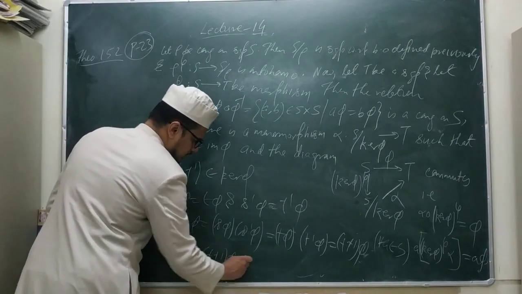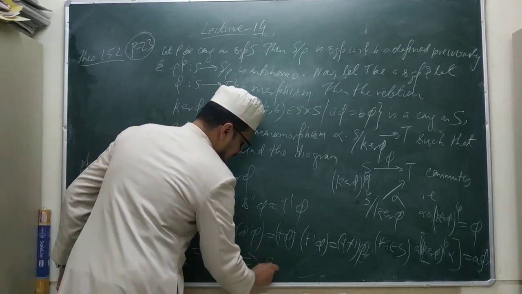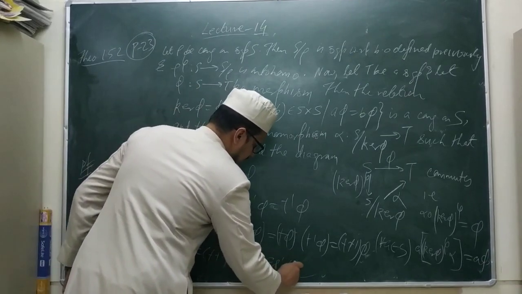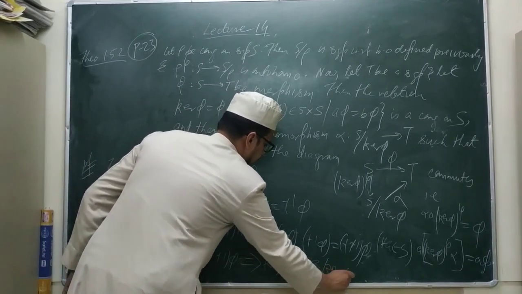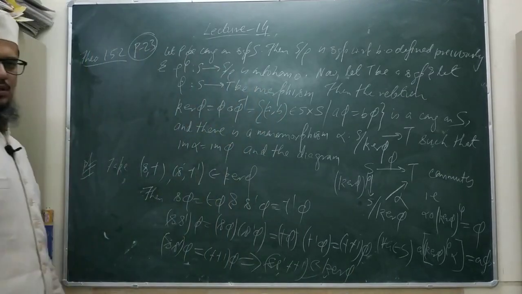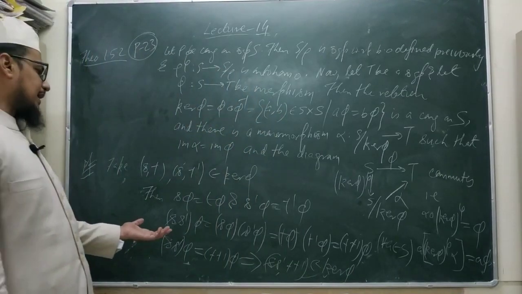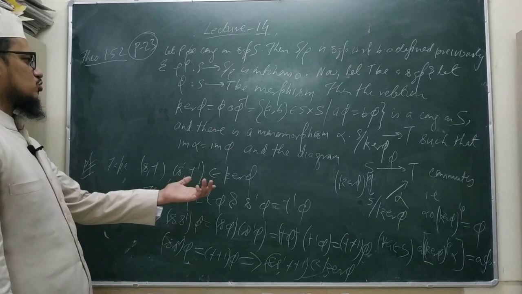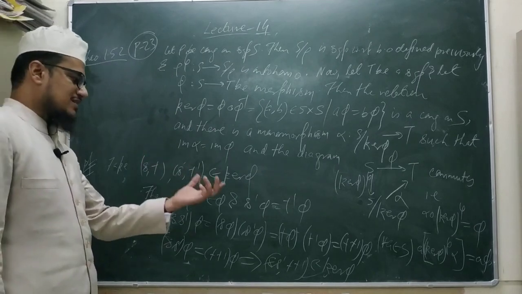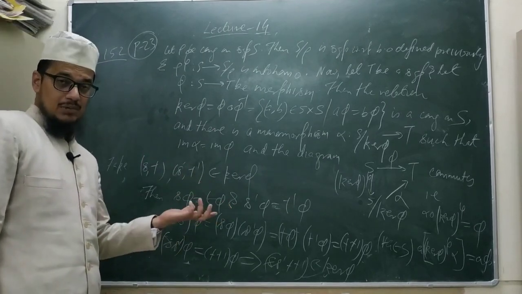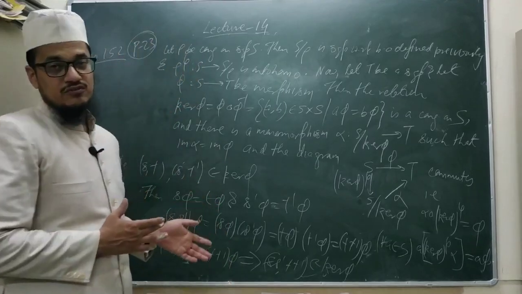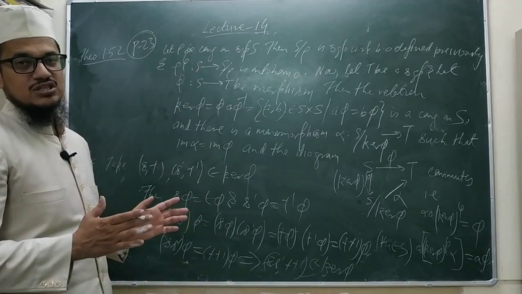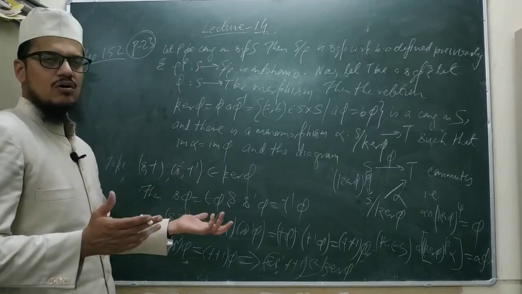It implies what? It implies that (SS', TT') belongs to kernel φ. Correct? So we have proved that (SS', TT') belongs to kernel φ. It means that kernel φ is compatible. And we have already proved that it is an equivalence relation. So a compatible equivalence relation is what? Congruence. So kernel φ is a congruence.